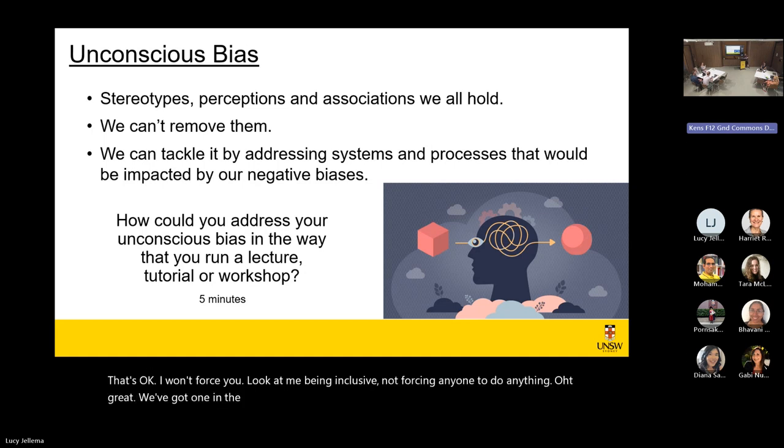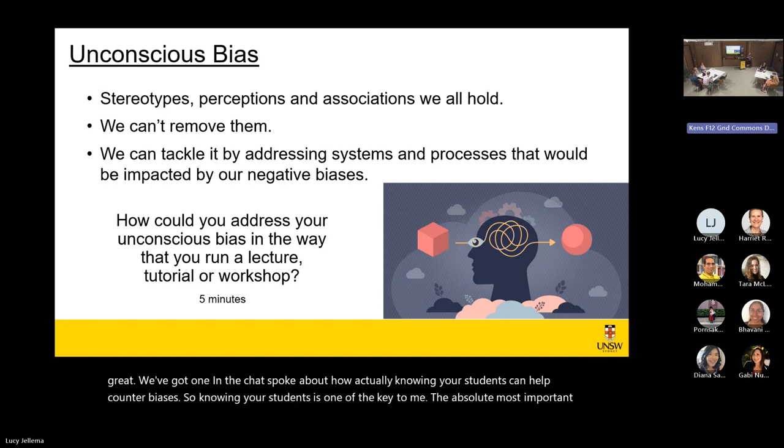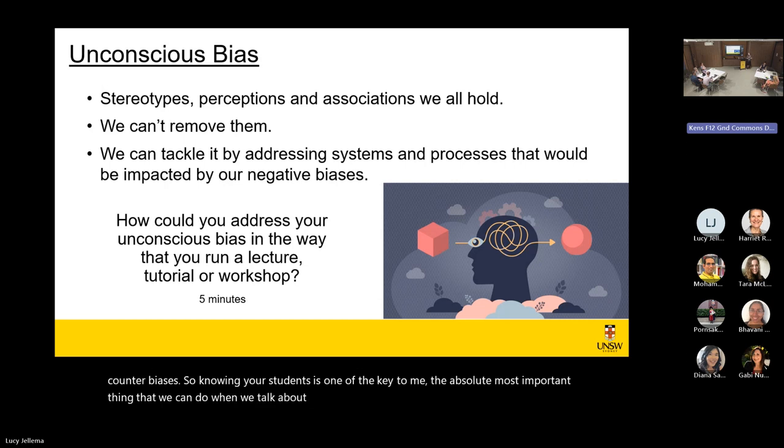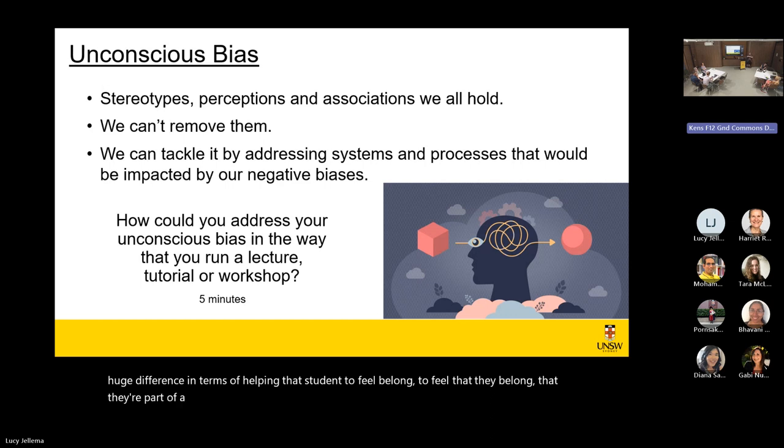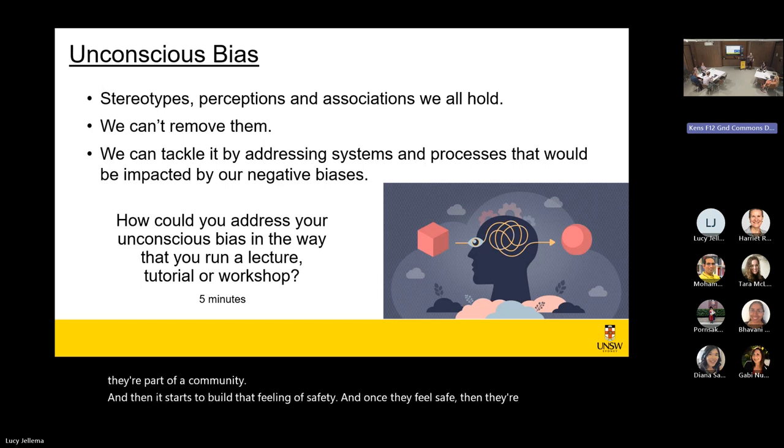Spoke about how actually knowing your students can help counter biases. So knowing your students is, to me, the absolute most important thing that we can do when we talk about inclusive teaching. Knowing your students makes a huge difference in helping that student feel that they belong, that they're part of a community, and then it starts to build that feeling of safety. And once they feel safe, then they're more willing to make mistakes and to ask questions.